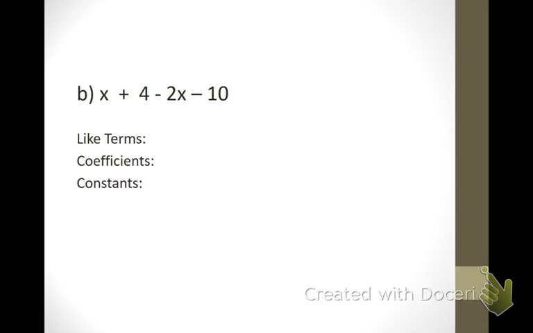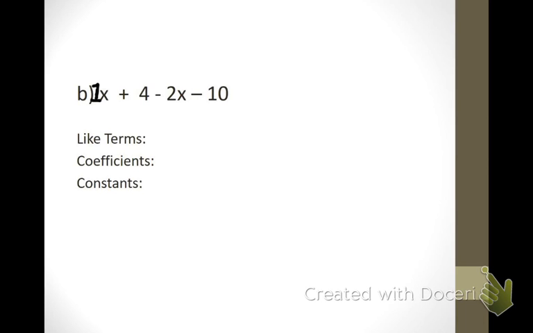Okay, problem B says x plus 4 minus 2x minus 10. Does x have a coefficient in front of it? No, it doesn't. How many x's are there if it says x? No, that's not 2. How many is there? 1. It has an understood number 1 in front of it. You can put a number 1 right there. Anytime it's a plain old x, that means there's only one of them that's there.